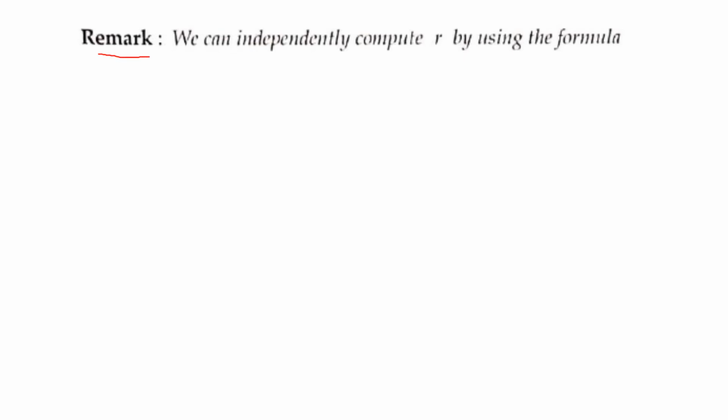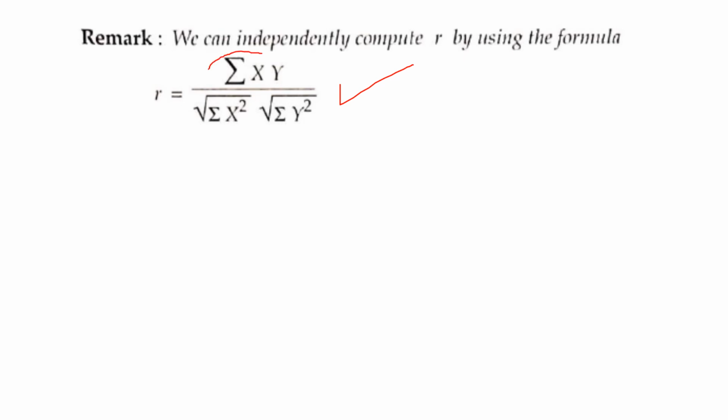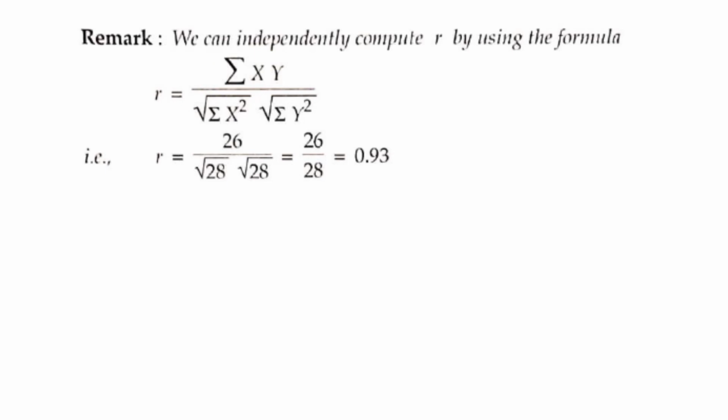Here is one remark. We can independently compute the value of R in the previous problem by using this formula, and these are the values which we can substitute from the table. So if we substitute, we get the same answer as 0.93.